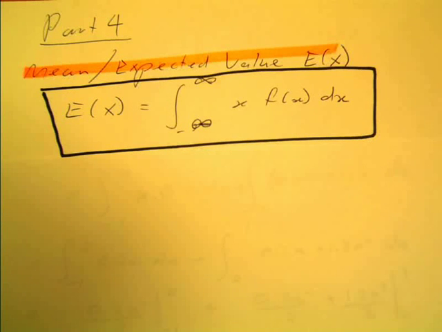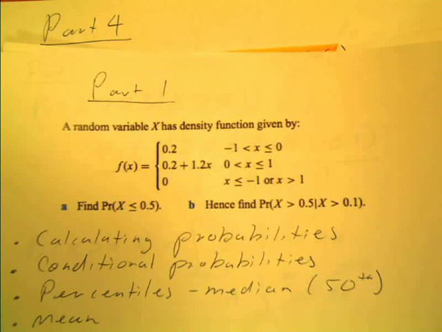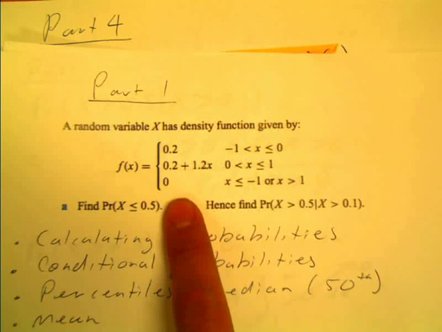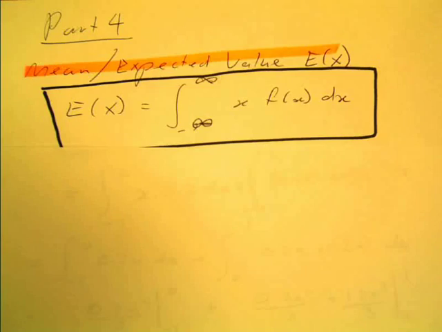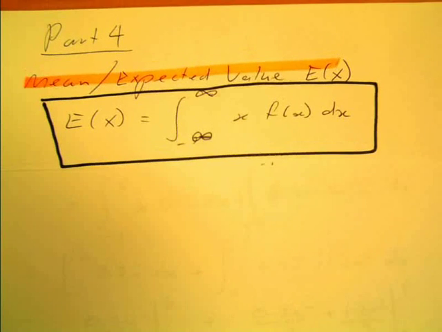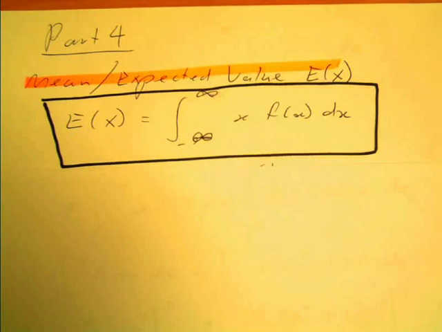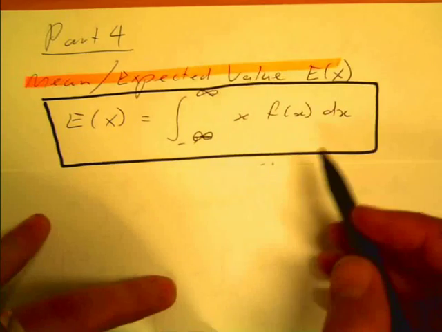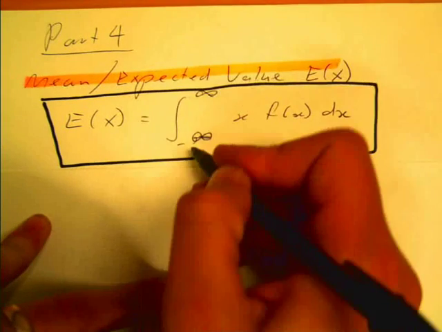Okay, in this clip, I'm just going to quickly look at calculating the mean or expected value for a continuous random variable defined by a probability density function given by this, that we looked at in parts 1 to 3. So, first thing I'm going to draw your attention to is the general equation for finding the expected value E of x, and it's this equation.